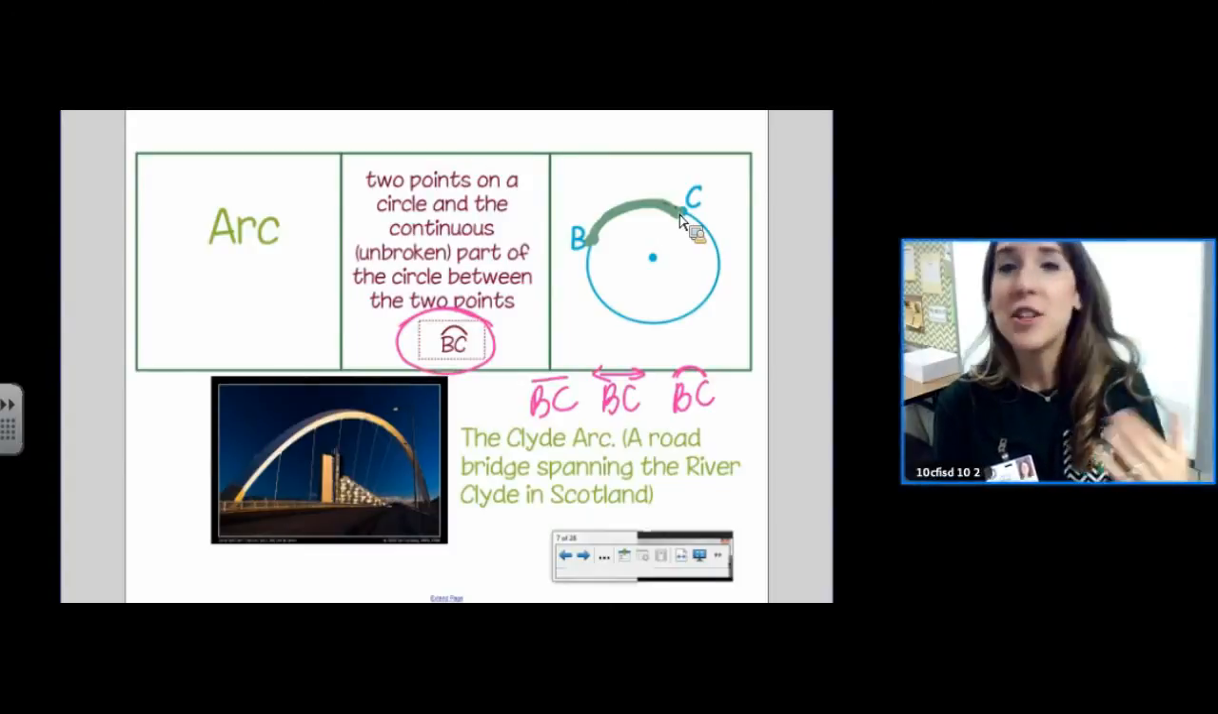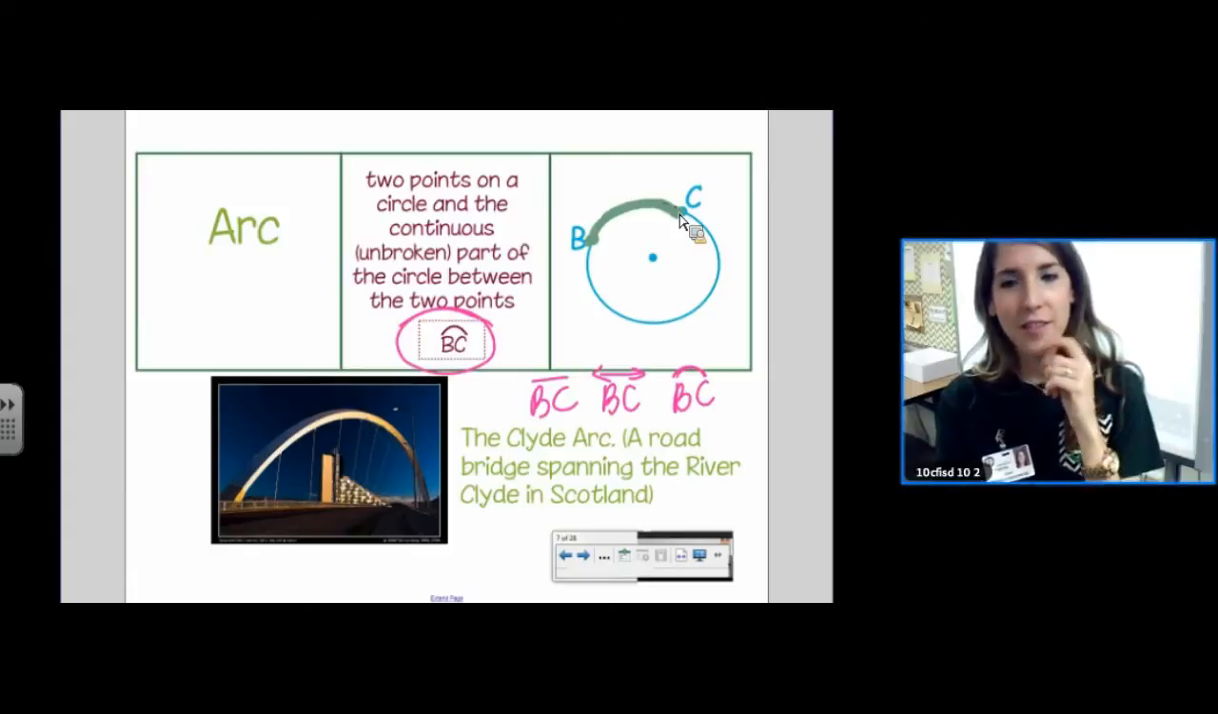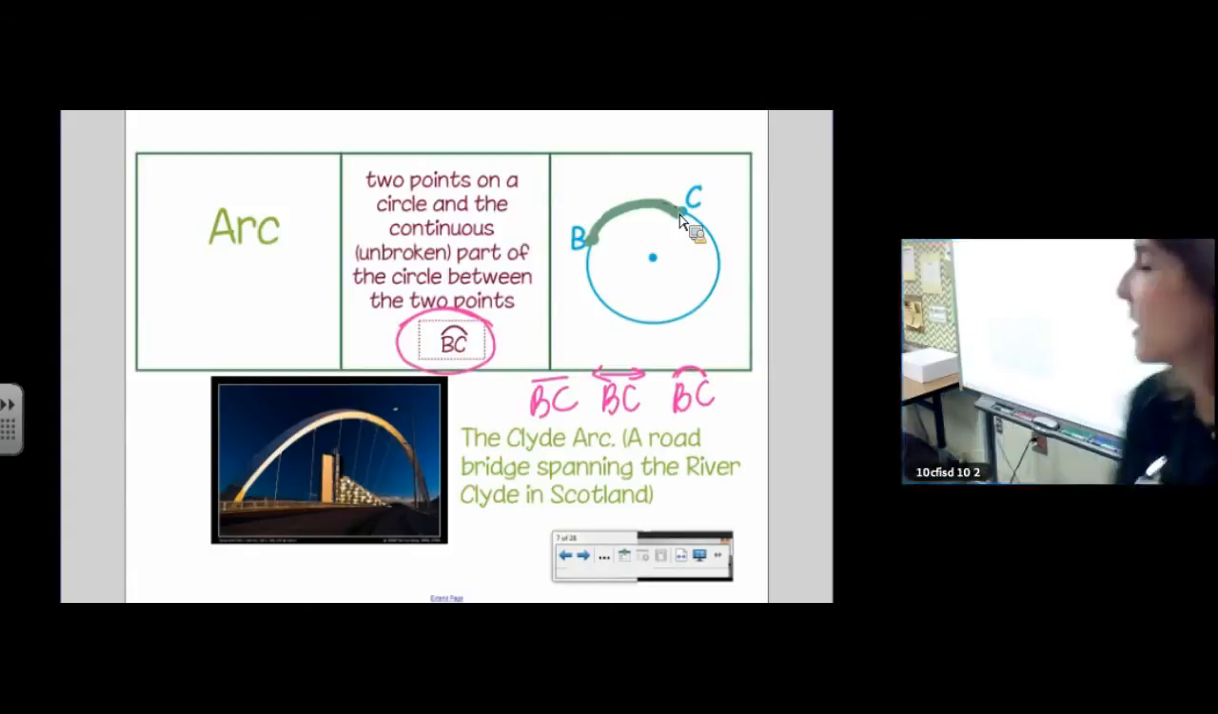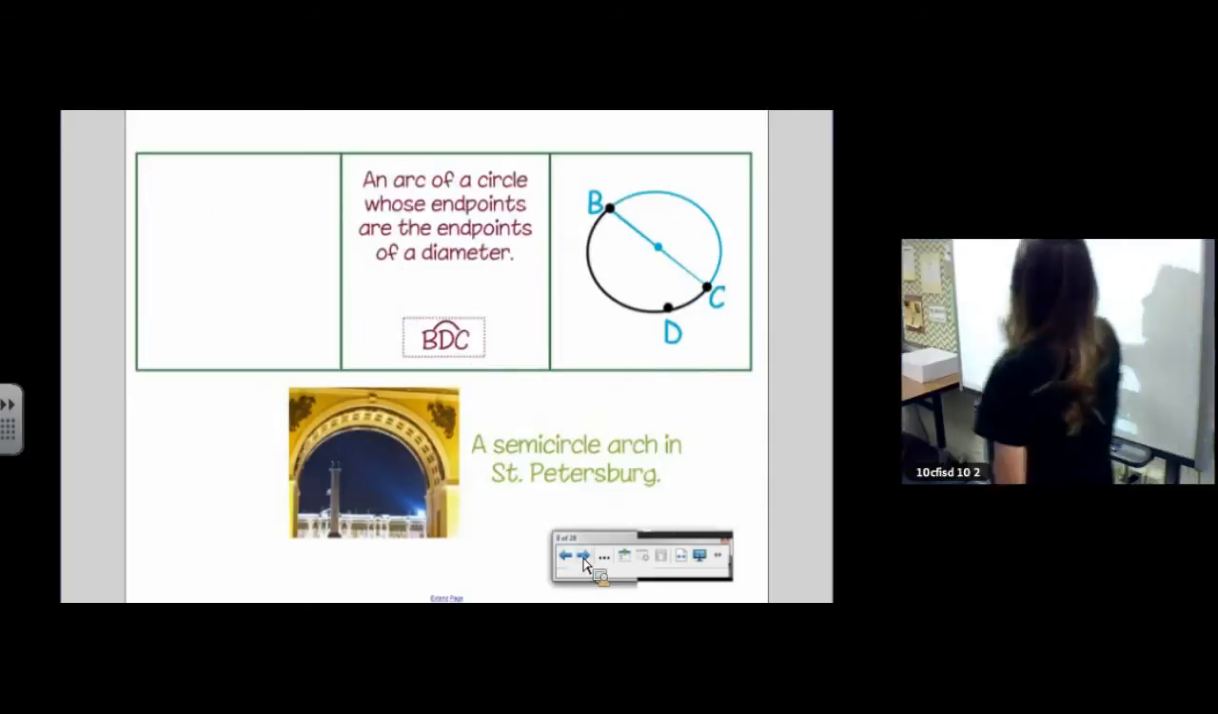Minor is less than half. Major is more than half. What would be exactly half? You got it, a semicircle. Let's go over these one at a time.